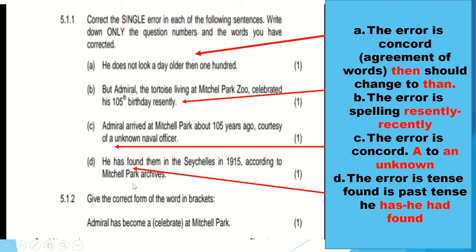Now, number D, he says that he has found them in Seychelles in 1915, according to Michelle Park Archives. When you read the sentence, it sounds correct. But if you carefully look at the sentence, it's incorrect because the word found is in the past tense. Therefore, the word has must change to had to complement the verb, because the verb is in the past tense. So the correct reading should be, he had found them in the Seychelles in 1915, according to Michelle Park Archives. So the problem in number D was tense.